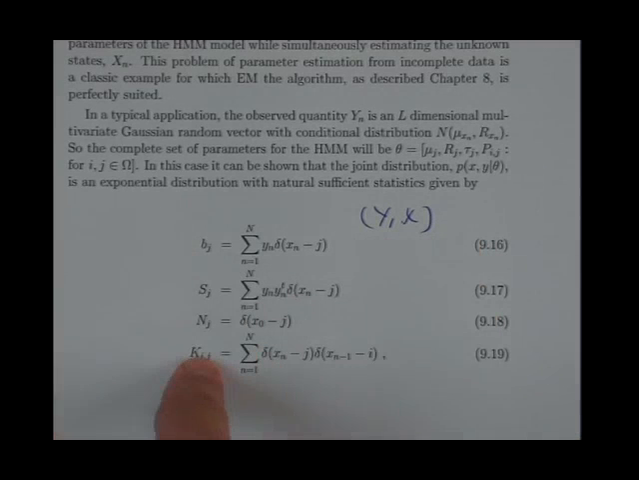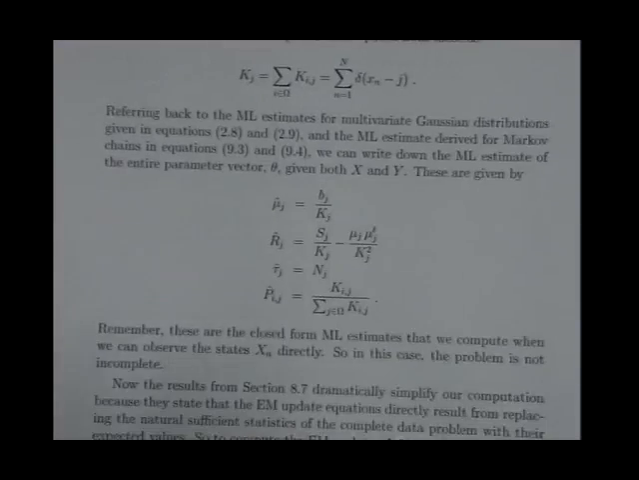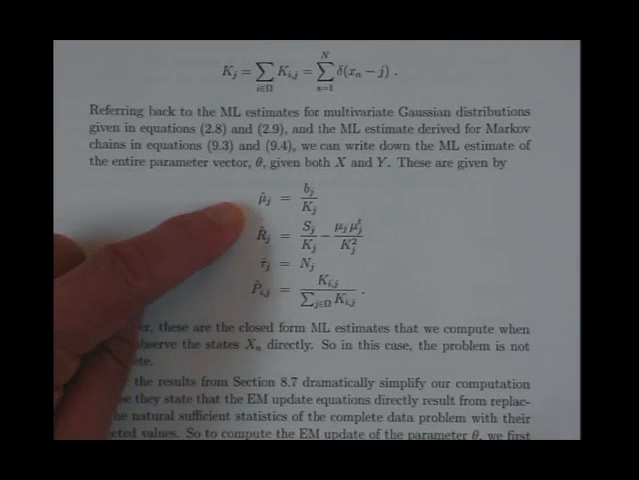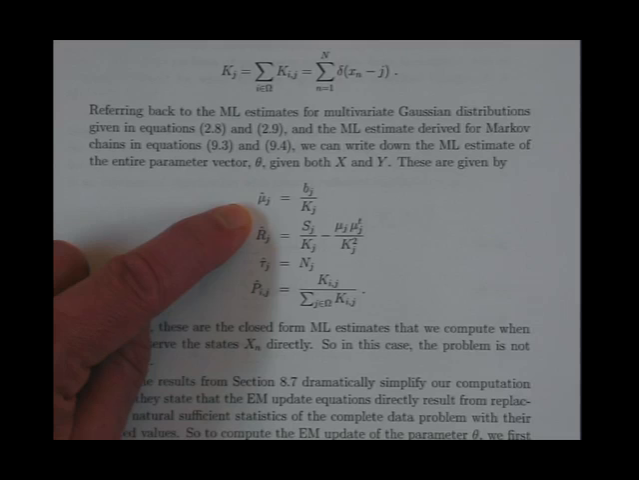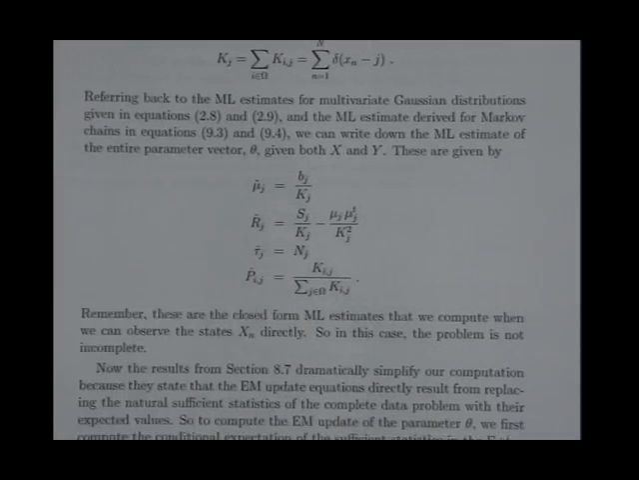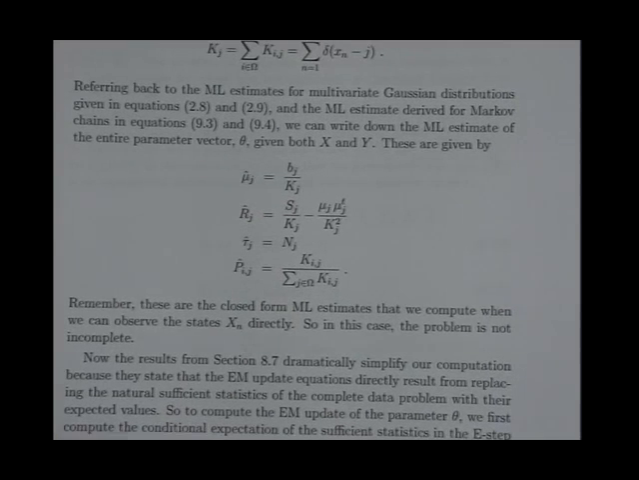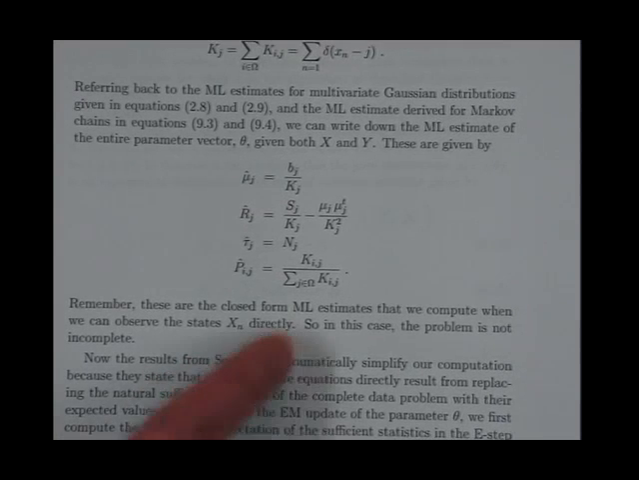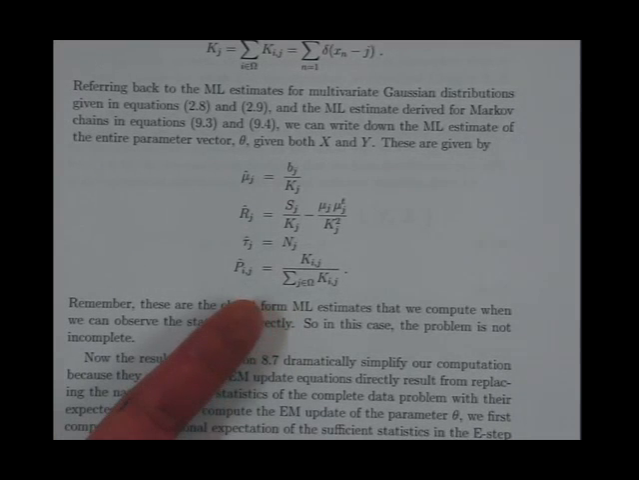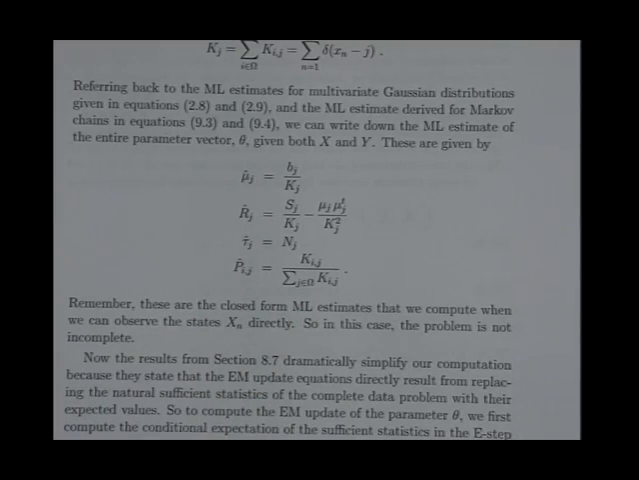If you know these things, you can write down the maximum likelihood estimate of the parameters, and that's on page 195. It's pretty much what you would expect. Mu is b_j over k, it makes sense. Just go through it and you'll see. But this assumes you know x and y. If you can observe x and y, it's easy enough. You just calculate the rate of transition in the Markov chain, and you calculate the expected mean and covariance for each of the classes.